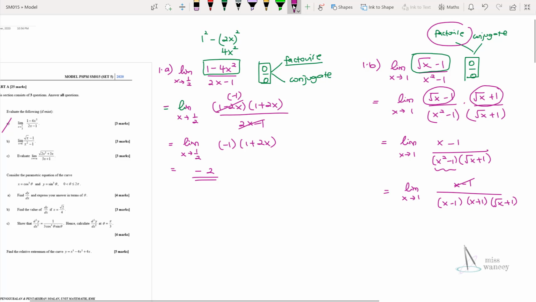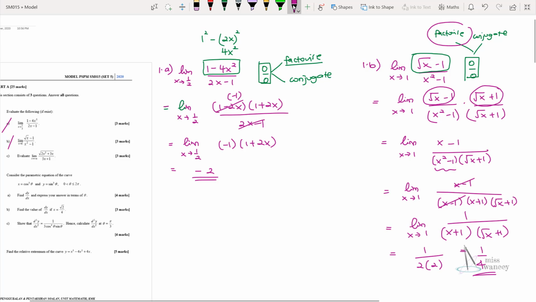Then you should be able to see you can cancel out x minus 1 and x minus 1. Those are the terms that gave us 0 over 0. So this is the limit for x approaching 1 of 1 over (x plus 1) and then (square root of x plus 1). Substitute x with 1 now. 1 over 1 plus 1 is 2, and then square root of 1 plus 1 is also 2. So this is actually 1 over 4. I'm done with number 1b as well.